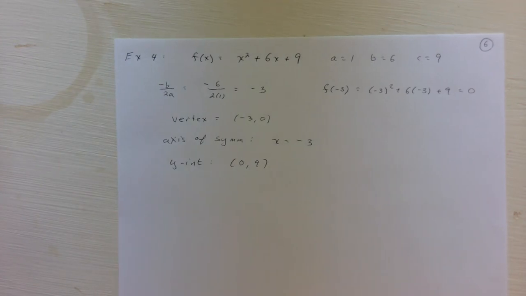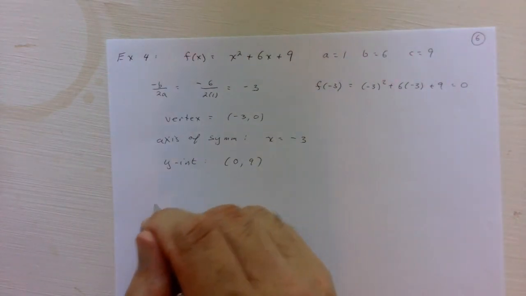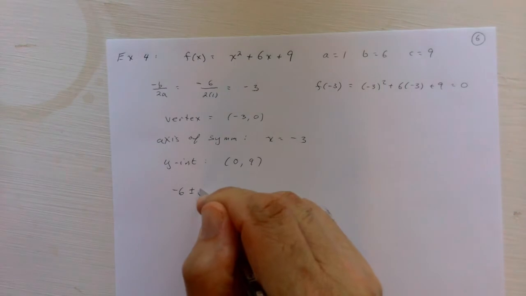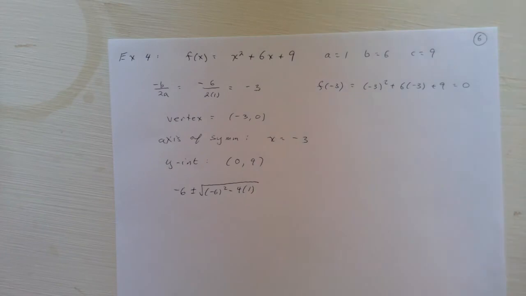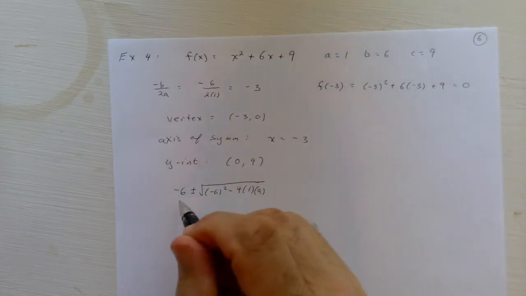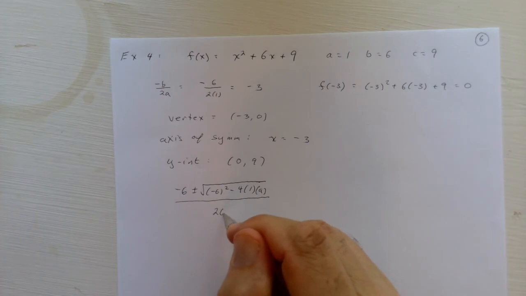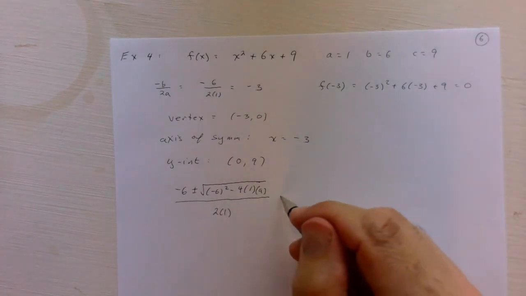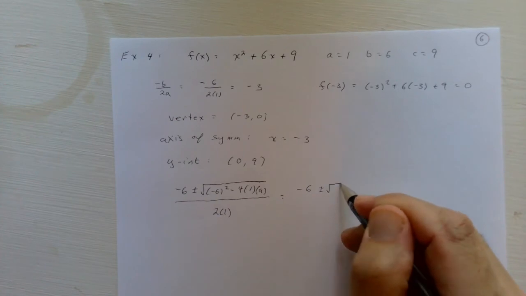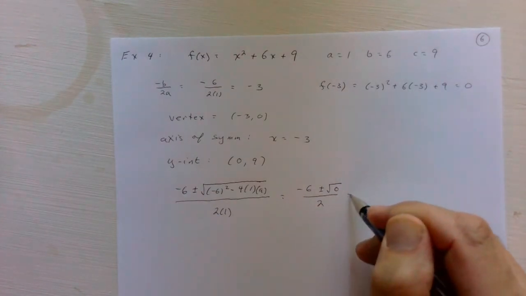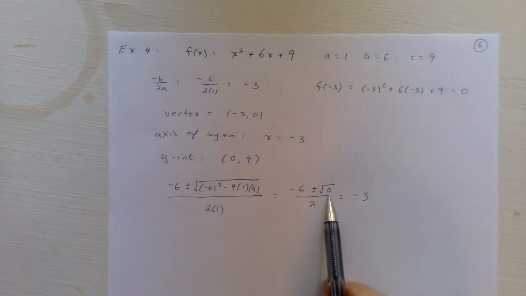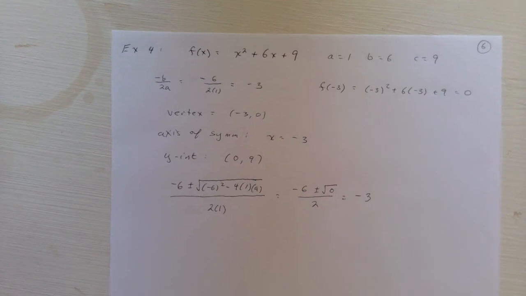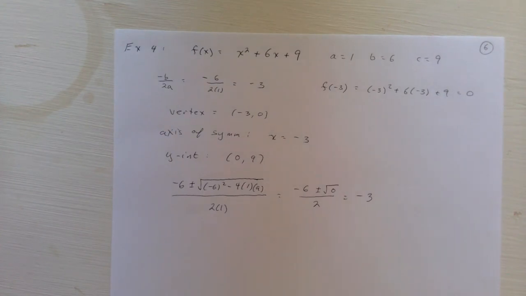If we try to use the quadratic formula to find the other x-intercepts, we get minus b, so it's negative 6 plus or minus the square root of negative 6 squared minus 4 times a times c, all over 2 times a. And this is going to be negative 6 plus or minus the square root of 0 over 2, which is just negative 3. When the expression under the square root is 0, you're only going to get one x-intercept, and that's going to be where the vertex is.